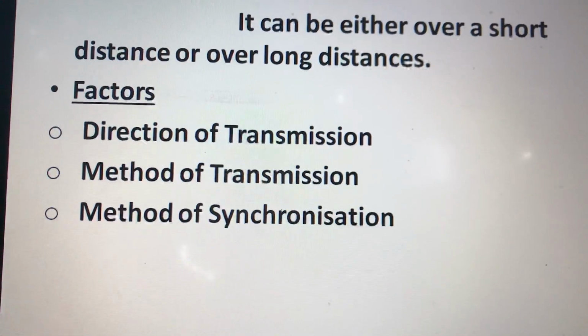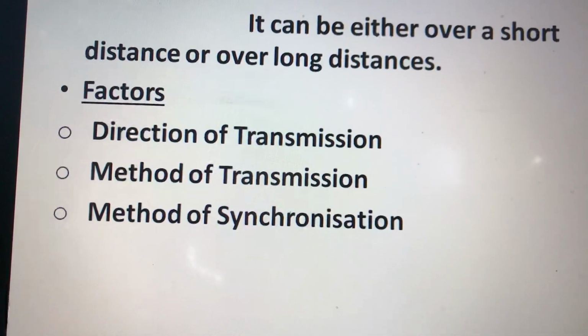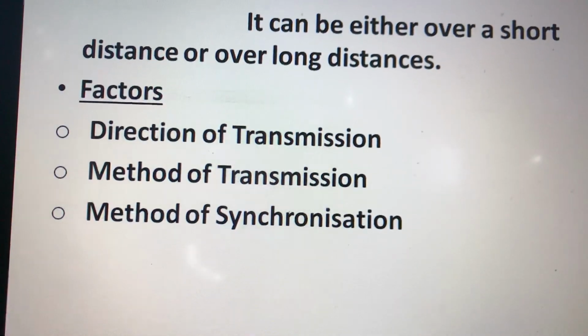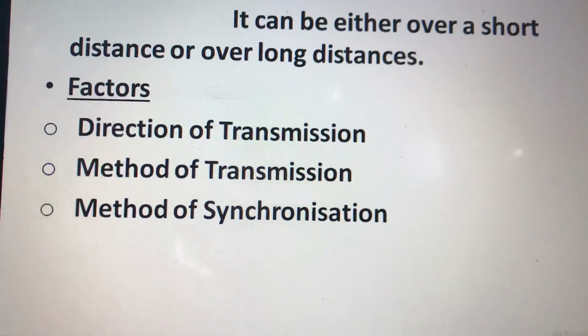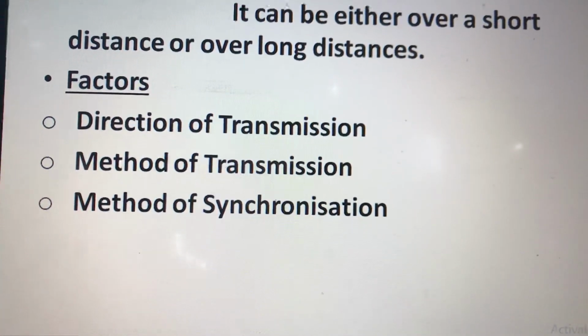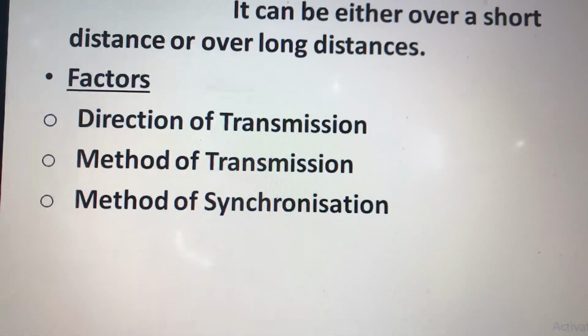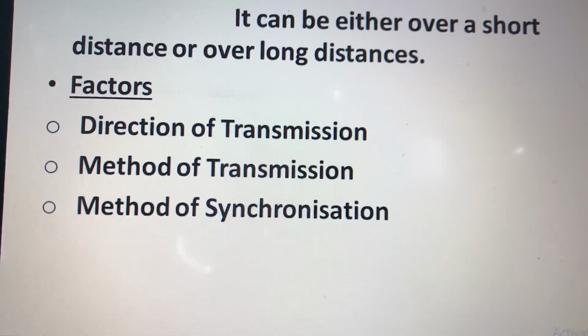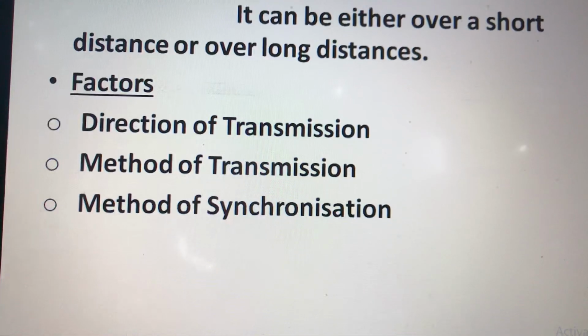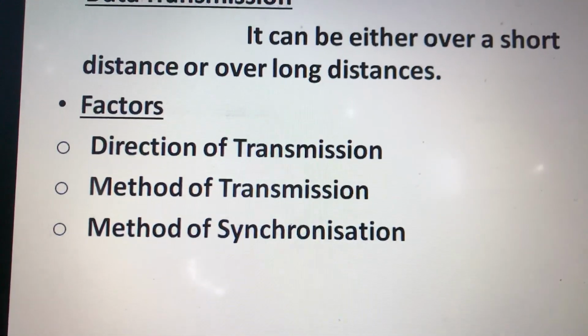Second one is method of transmission. How many bits can be sent at the same time? This should also be agreed between both the parties or the entities. And the third one is method of synchronization. Either the synchronization between the two devices has occurred or not.